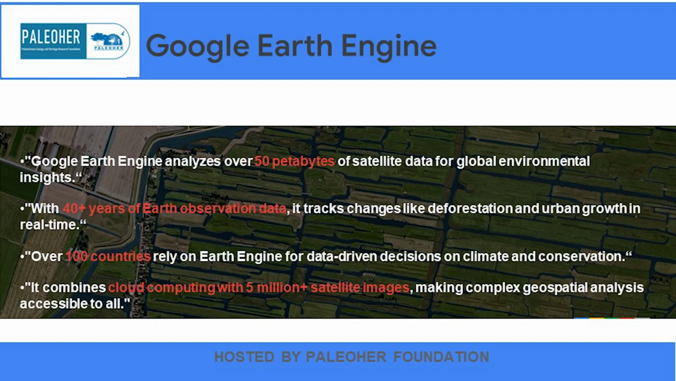Google Earth Engine has over 50 petabytes of satellite data of the global environment. Generally, everything is on the cloud, so whatever processing you do will be on the cloud. You don't even need to download those large data sets. It has over 40 years of Earth observation data. Over 100 countries rely on Earth Engine for data-driven decisions, and it combines cloud computing with 5 million satellite images.